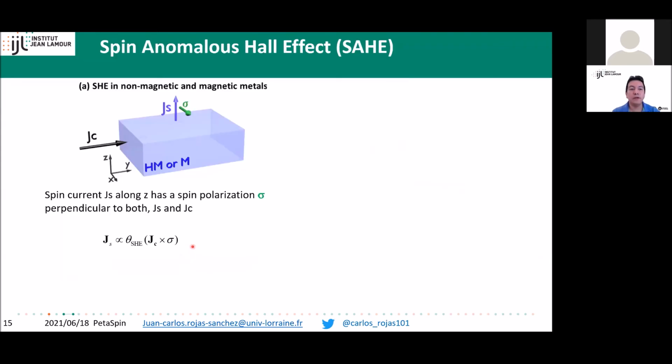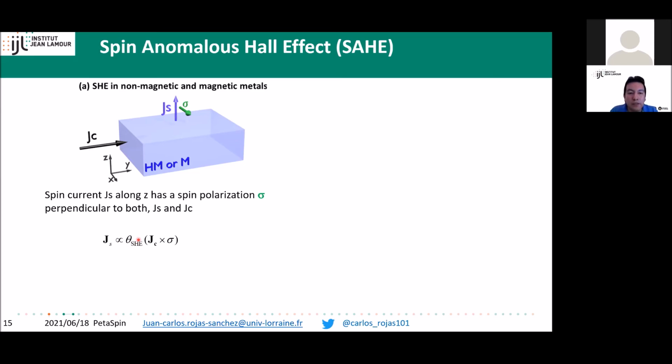So let's remember the symmetry of the case of the spin Hall effect, and this happens not only in non-magnetic material but also in magnetic material. When we inject a charge current, we generate a transversal spin current with a spin polarization perpendicular to both the spin current generated and the charge current injected. And the figure of merit, as I already told you, is given by this dimensionless parameter, called the spin Hall angle.